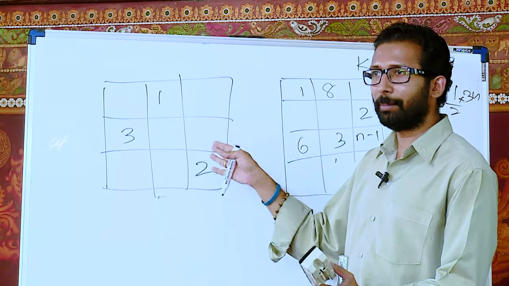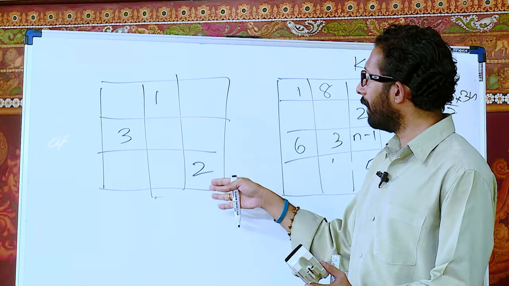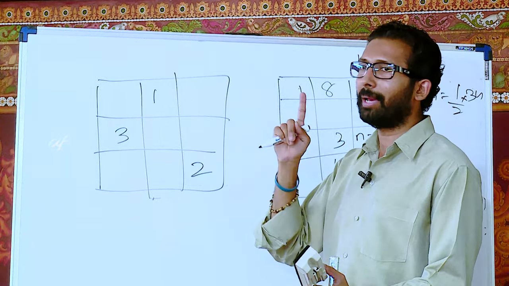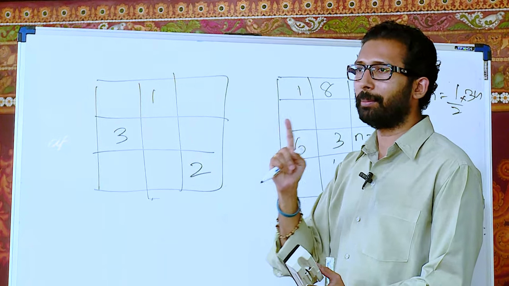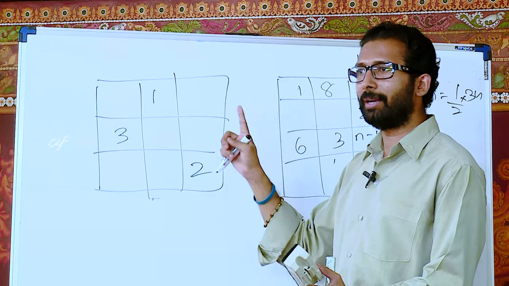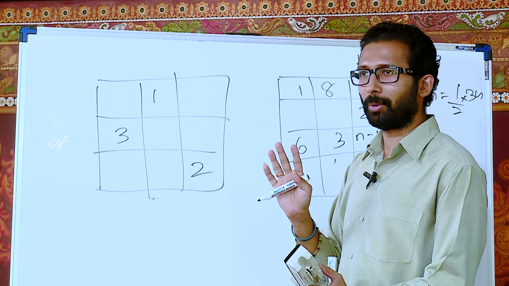That was our first AP, 1, 2 and 3. And see how we are placing it. We are placing it in such a way that every row and column has one element of that AP. In every row and column, you will find only one number from that arithmetic progression.